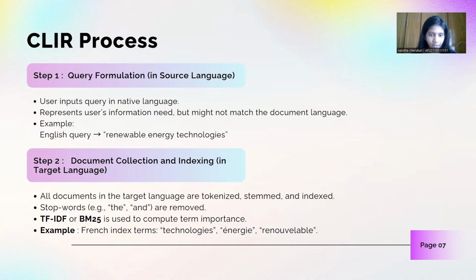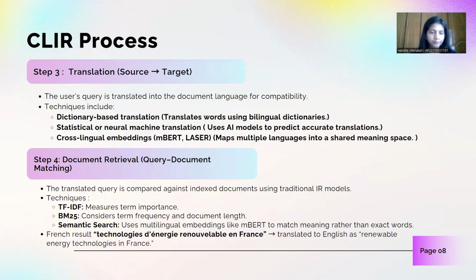Later, in the next step, which is document collection and indexing, all the documents in that target language are pre-processed. That means they're tokenized, they're indexed, they're stemmed, and the stop words are removed. And we can apply TF-IDF or BM25 to compute the term importance as well. And later, for step 3, which is translation from the source to the target, the user query is basically translated into the document language.